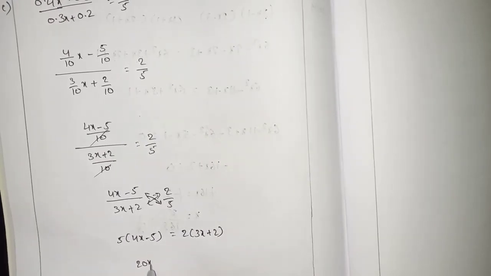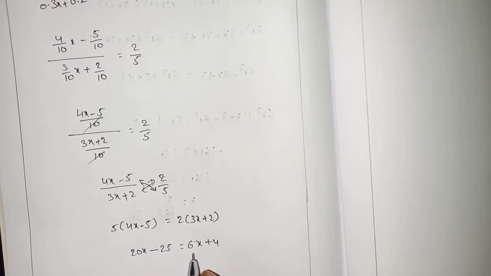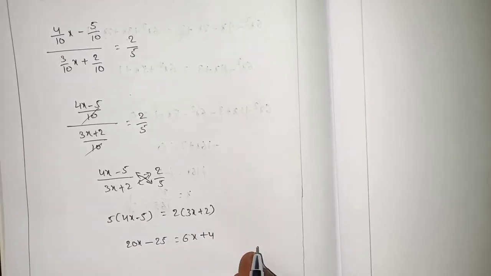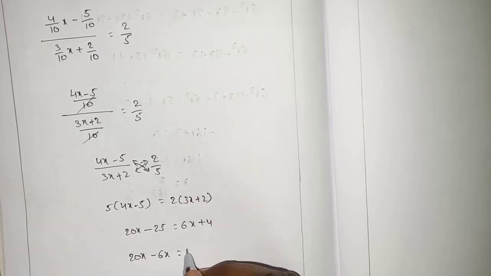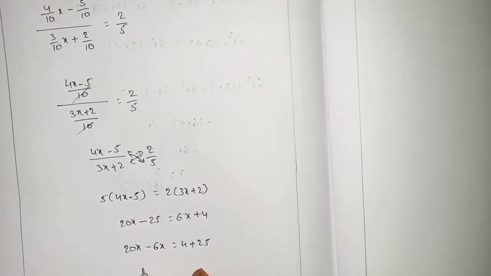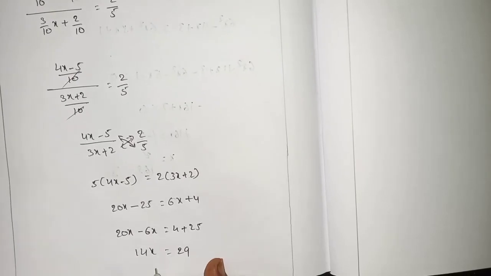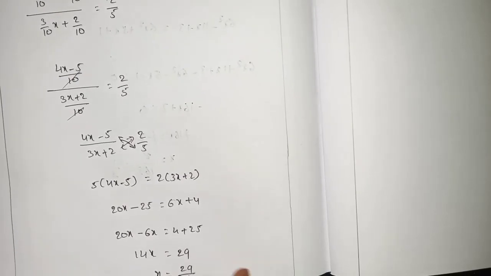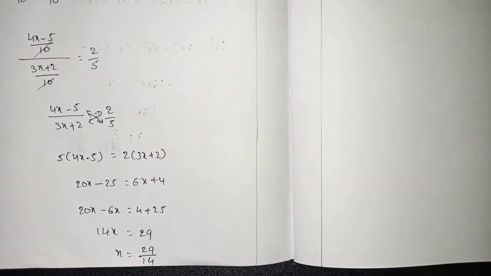4 5s are 20x, minus 5 5s are 25, equals 3 2s are 6x, 2 2s are 4. Now bring x on the left hand side and take 25 onto the right hand side. 20x minus 6x equals 25 plus 4. 20 minus 6 is 14x equals 29. x equals 29 by 14. So, x is 29 by 14.